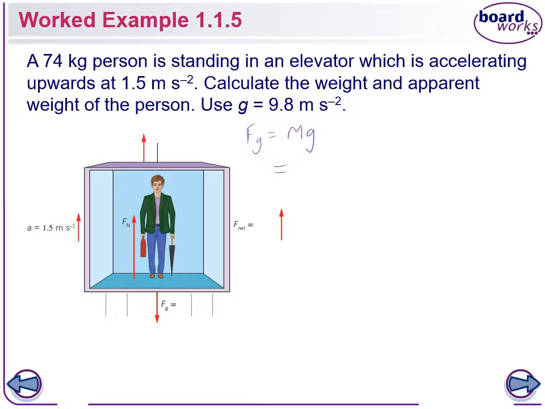So what are they? 74 times 9.8. Should be nice and straightforward. 725.2. Okay, so that's their normal weight.